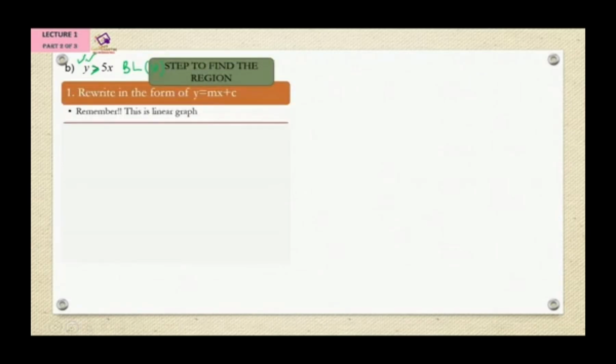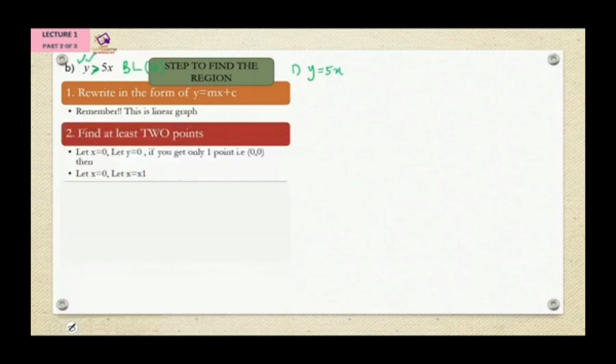First step, we need to rewrite in the form of y equals to mx plus c. So number 1, we should write like this, y equals to 5x. Okay, so remember this is linear graph. Then number 2, find at least 2 points. So to be easy, we let x equals to 0. So when x equals to 0, y will be 0 as well. So the point will be 0, 0.